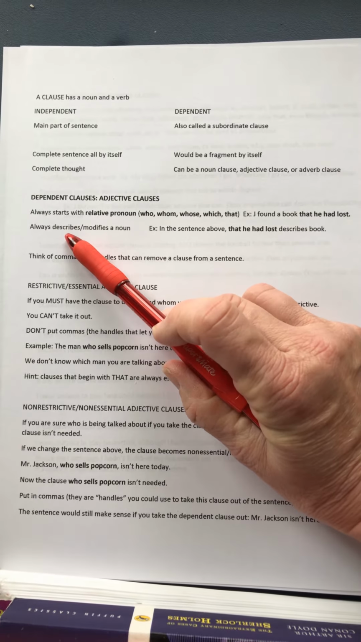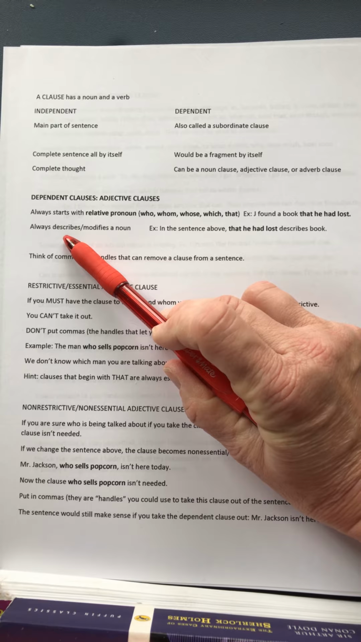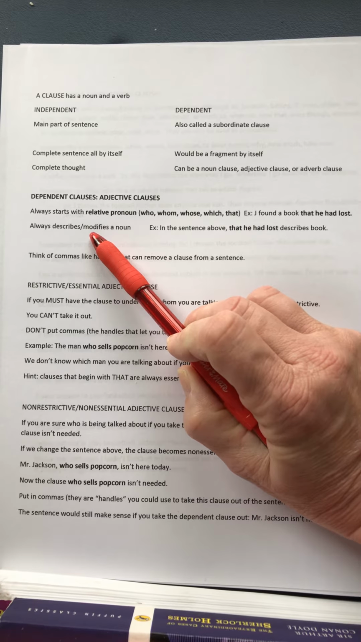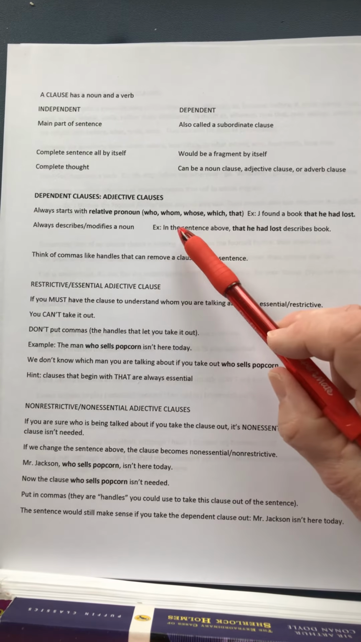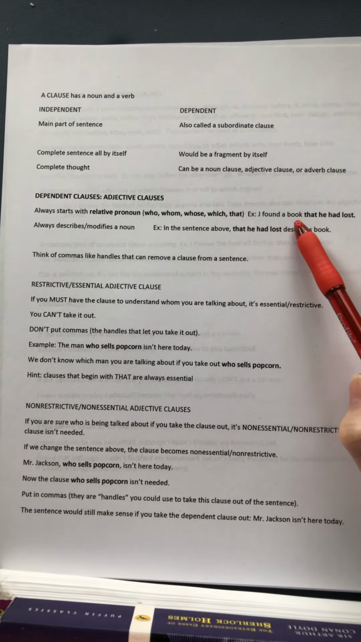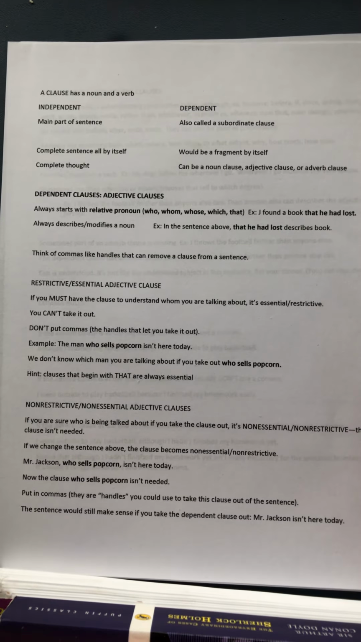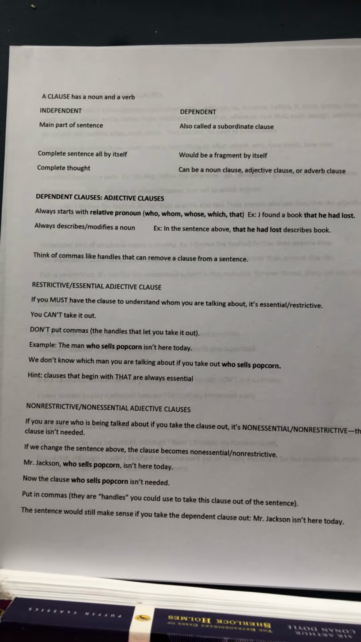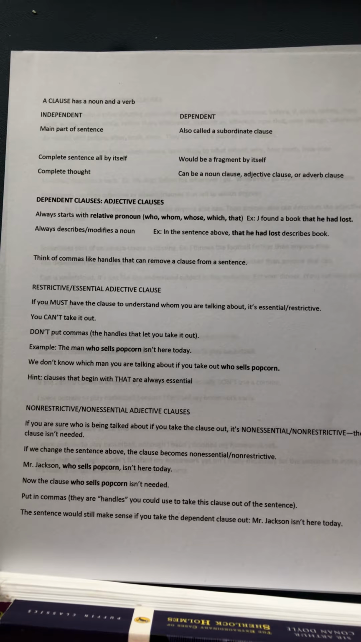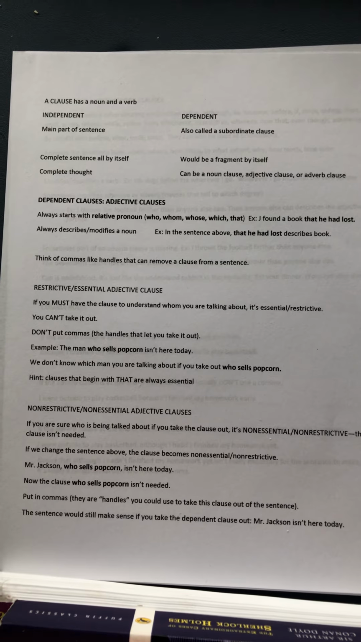Now, an adjective clause will always describe or modify a noun. Remember, an adjective describes a noun, so does an adjective clause. So in this sentence above, that he had lost, it describes the book. Think of commas like handles that can take a clause out of a sentence. If you can take the clause out, then you're going to use the commas around it. So you could take it out and the sentence would still make just as much sense.